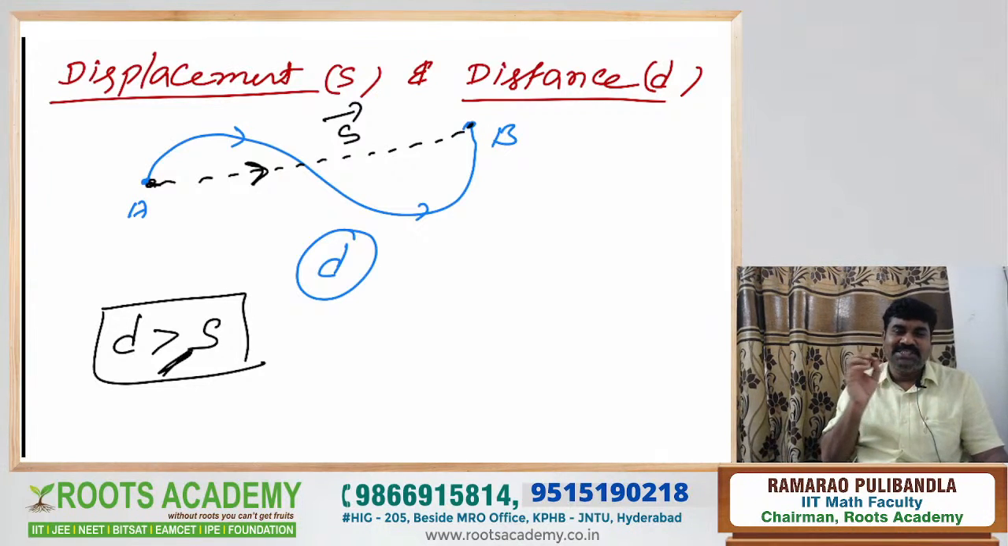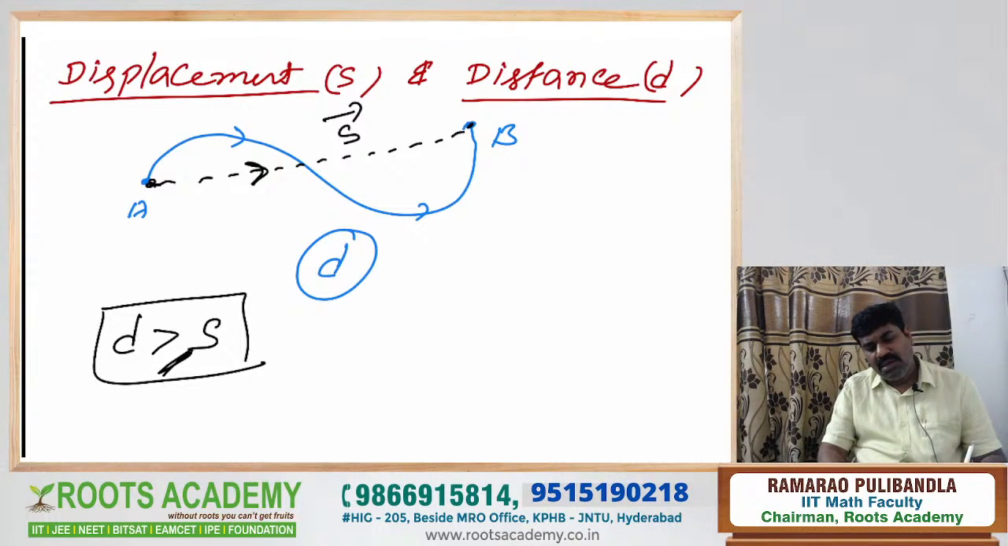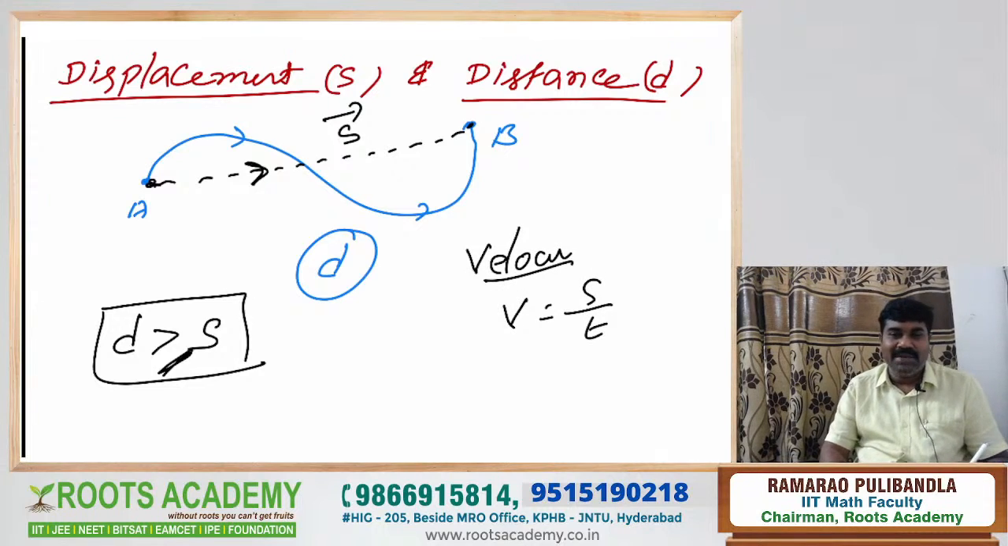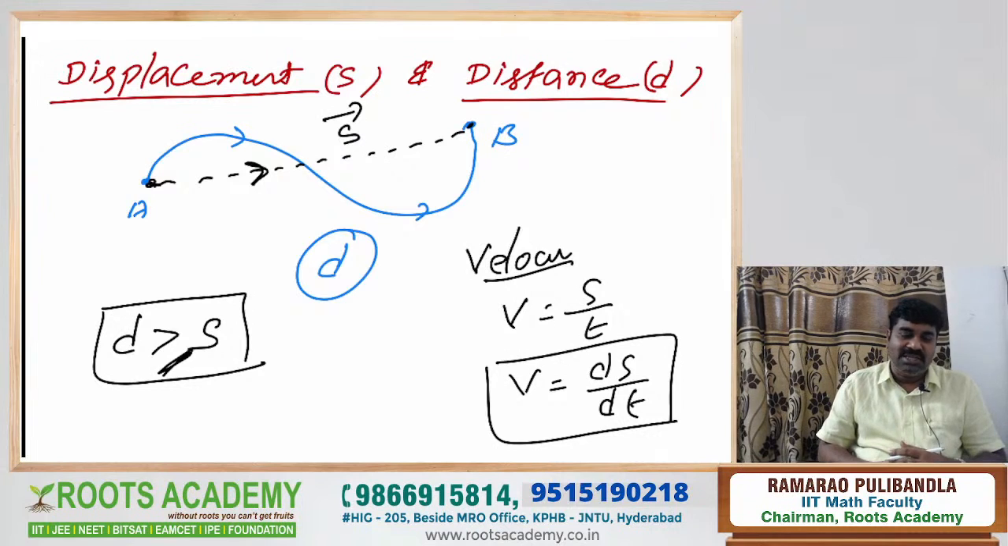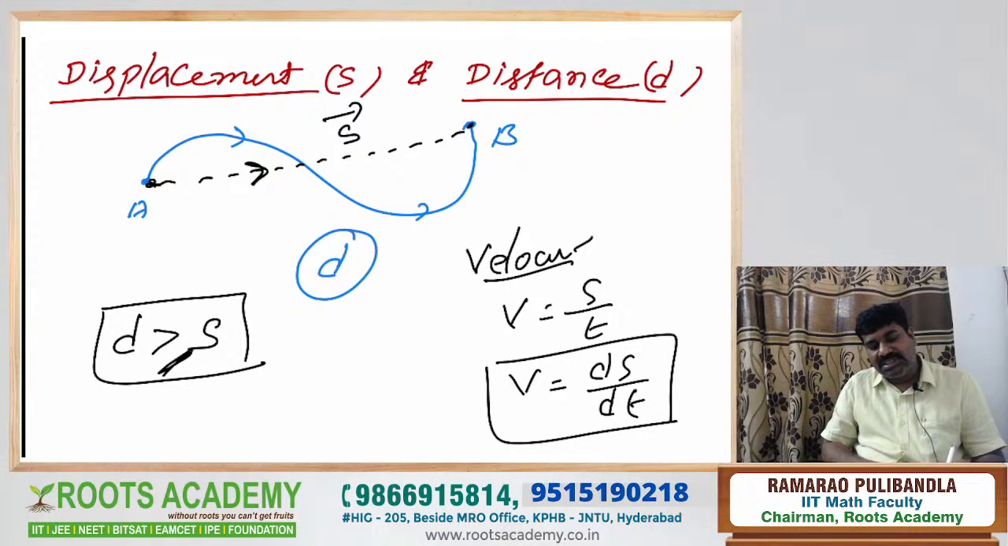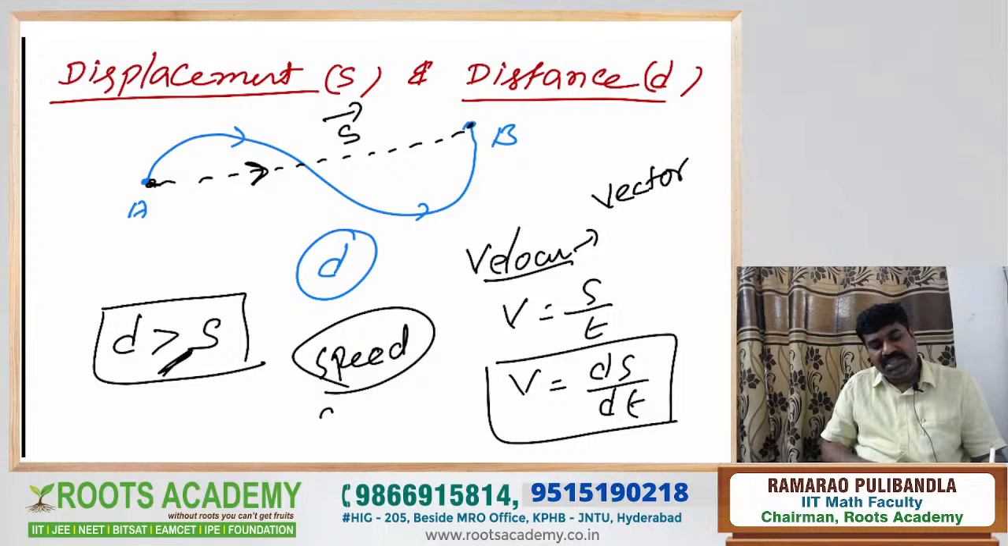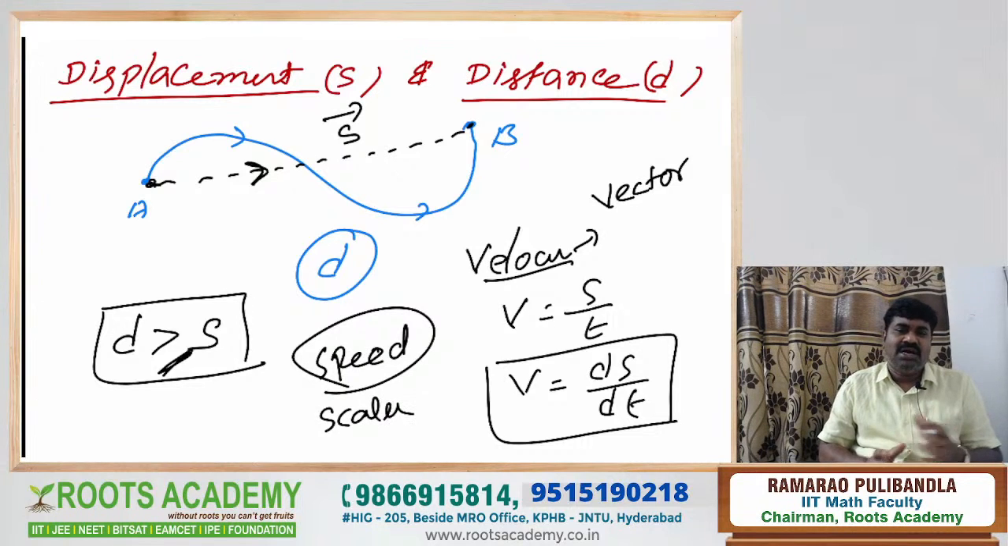Now, what is velocity? Velocity V is displacement by time, or the rate of change of displacement is called the velocity. Velocity is a vector quantity. Another term is speed. Speed is a scalar quantity. Speed is distance by time, and velocity is displacement by time.